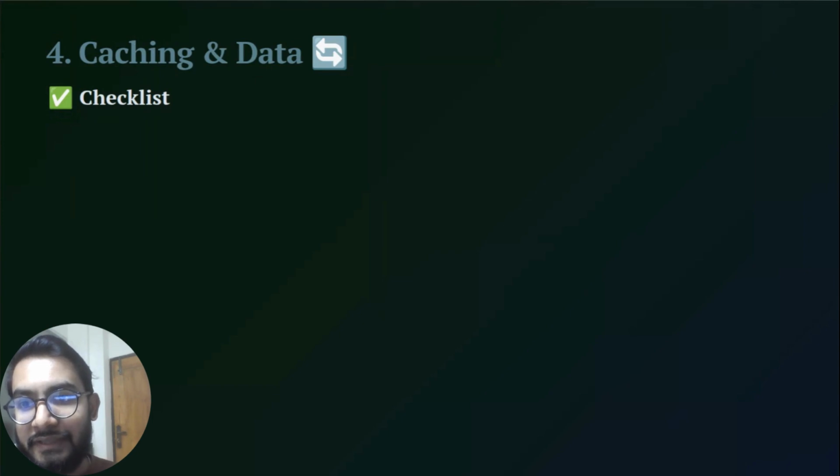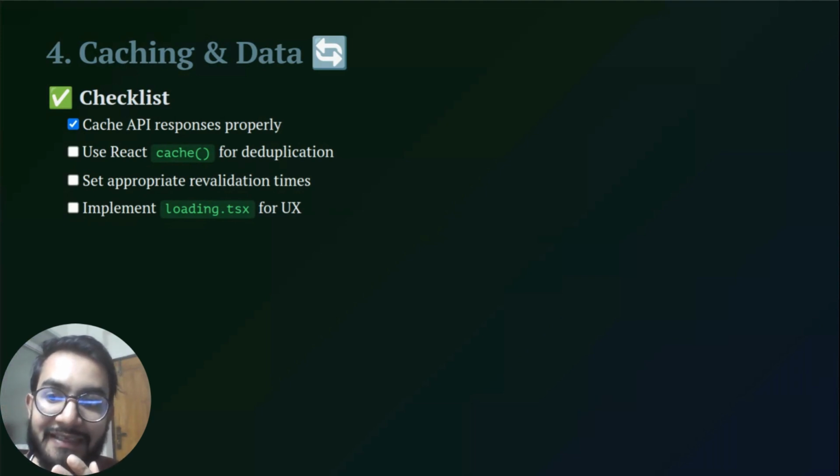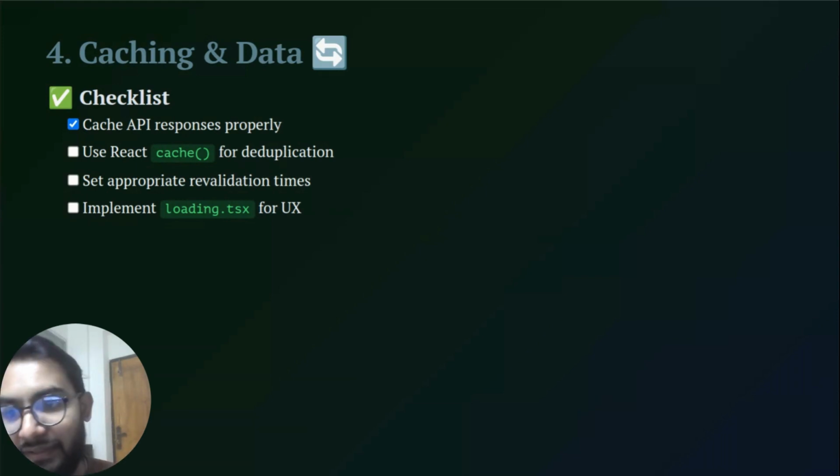Well, and the last one, which is also crucial, is caching. You need to cache API responses properly. Otherwise, let's say you create an item, but it is not reflected on your list because it's still showing the old cached data. Caching is a very nice thing, but you need to be careful to revalidate the data when the data is being updated. Otherwise, the user will always see the old data. Also, you can use React cache for deduplication and set appropriate revalidation times, which is more important, as I already said. And you also need to implement loading.tsx for the UX.